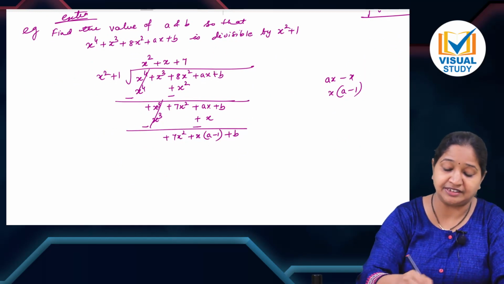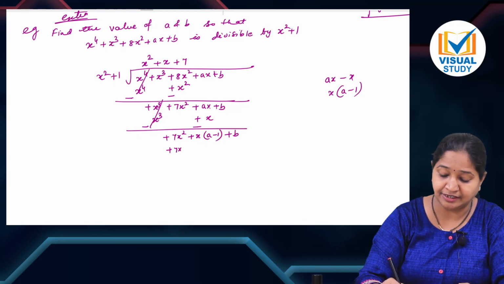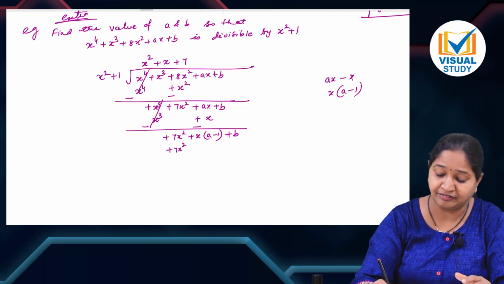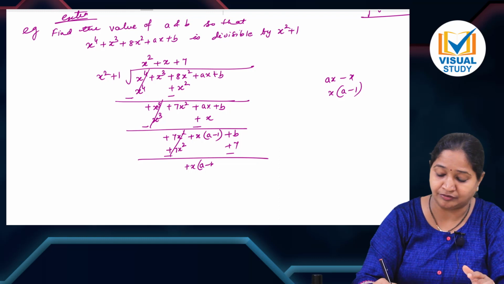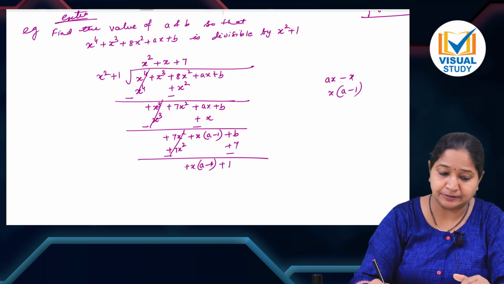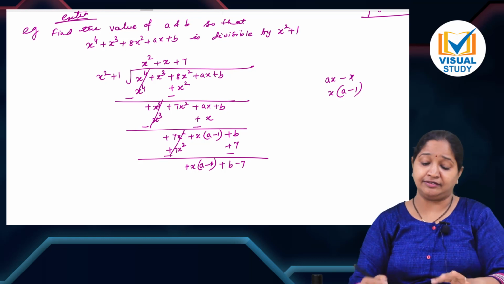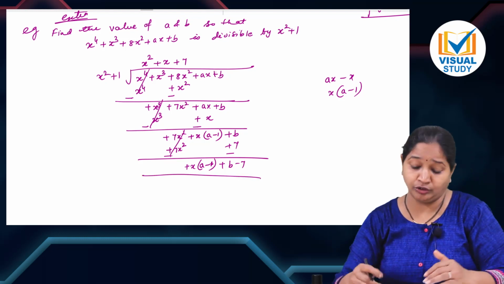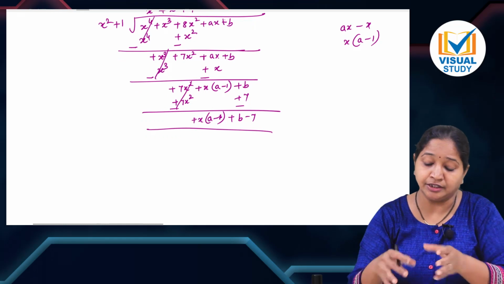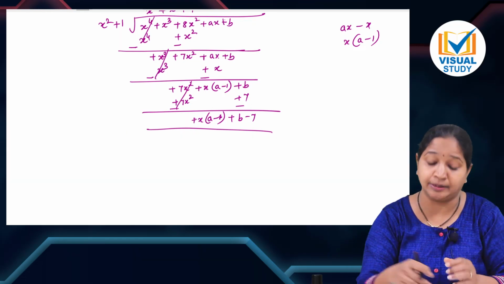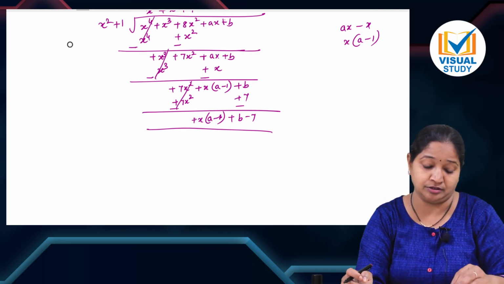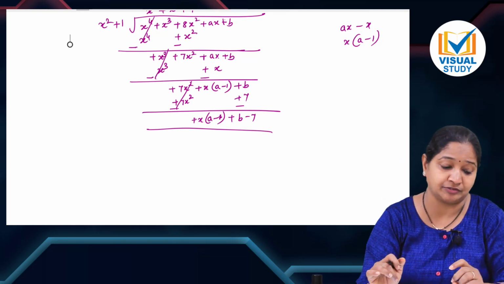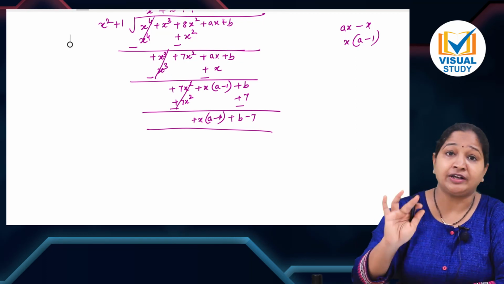Now, what you want is 7x square. So you can write it 7. 7 into x square you get 7x square. 7 into 1 is 7. You can write it below here. This gets cancelled. And what you get is x into a minus 1 plus b minus 7. But you cannot do it further here, because here they have given us a and b, and here in the remainder we have a and b, and here as divisor they have x square plus 1. But we have to find the value of a and b.